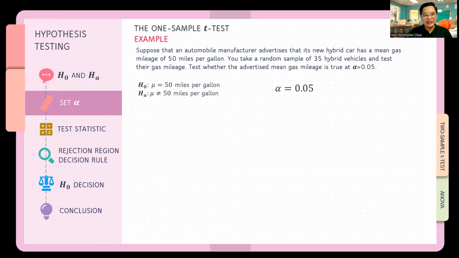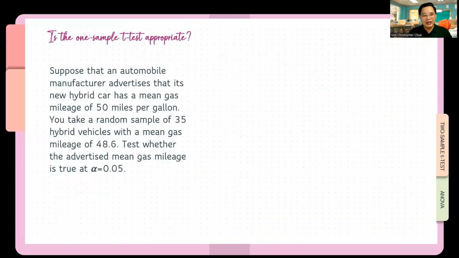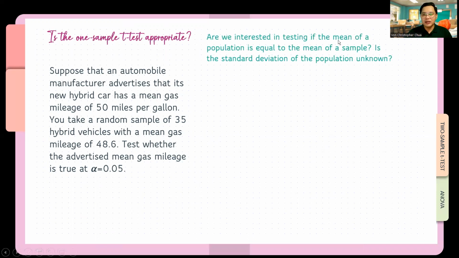Now, before we employ the one sample t-test and determine the test statistic, it is important that we try to determine first whether or not the one sample t-test is appropriate, and if it is appropriate, whether or not the conditions that we have determined are met by the data. So the first question that we need to answer before we proceed is if we are interested in testing if the mean of a population is equal to the mean of a sample, and if the standard deviation of the population is unknown. So these are things that we talked about as characteristics of the one sample t-test.